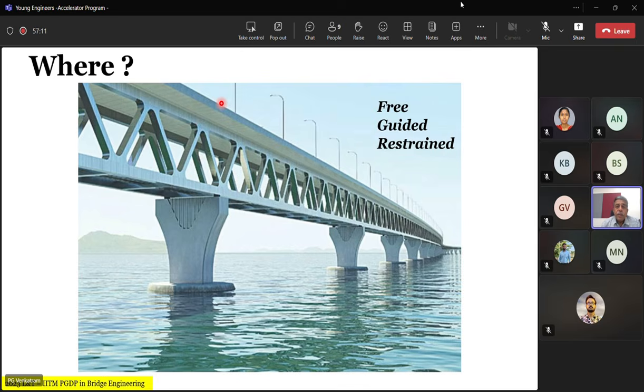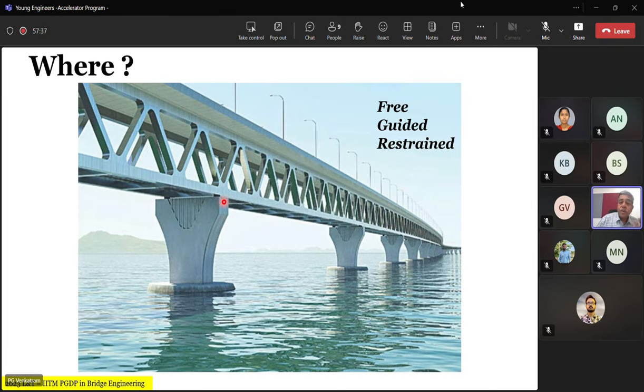Okay. Now the question comes: we come to the movement on the bridge deck. We have the types of bearings, and we have seen free, guided, and restrained. What it leads to is the relative displacements between superstructure and substructure.